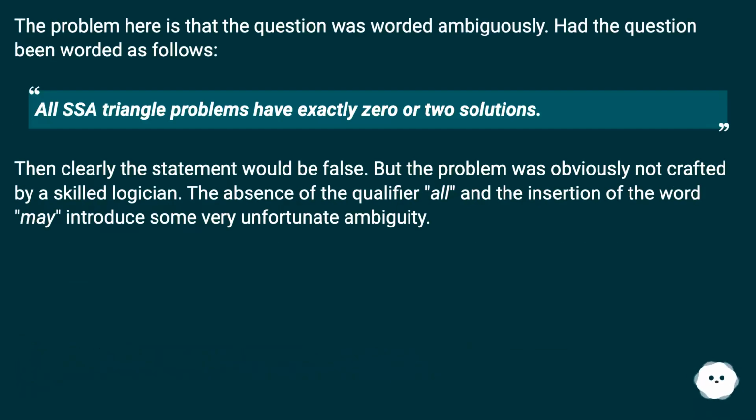The problem here is that the question was worded ambiguously. Had the question been worded as follows: all SSA triangle problems have exactly 0 or 2 solutions, then clearly the statement would be false. But the problem was obviously not crafted by a skilled logician. The absence of the qualifier "all" and the insertion of the word "may" introduce some very unfortunate ambiguity.